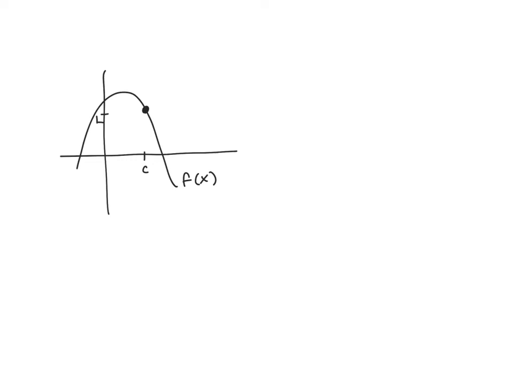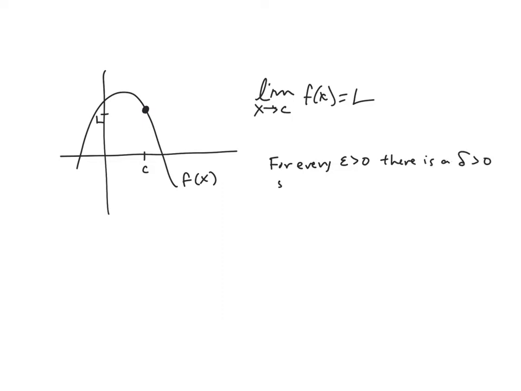So here I've got a function f of x, and I've picked a point c. I'm looking for the limit as x approaches c. So let me write the limit as x approaches c of f of x. That limit is equal to L. So we had the definition that said for every epsilon greater than 0, there is a delta greater than 0.